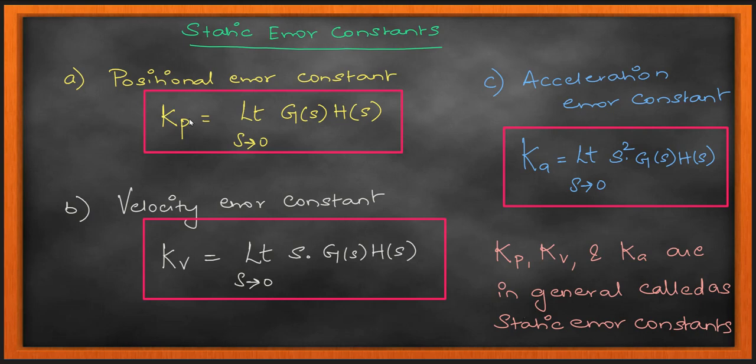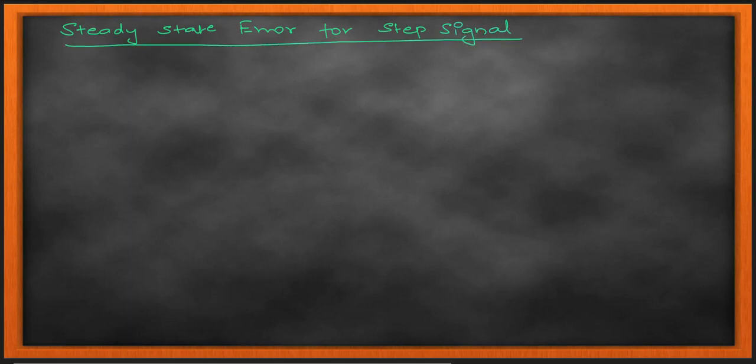So now what all we have seen? We have seen the E of S formula, we have seen the final value theorem, then we have seen your static error constant. So now maybe we can see the steady state error for a step signal. So let us quickly do the step response. So whenever your input signal is a step, that is your step response, which means your R of S is equal to 1 upon S.